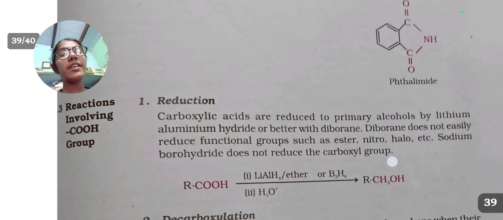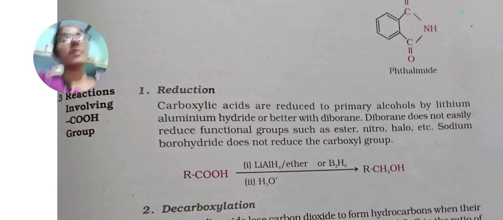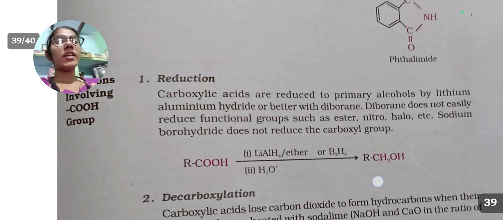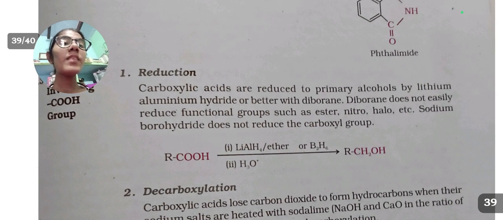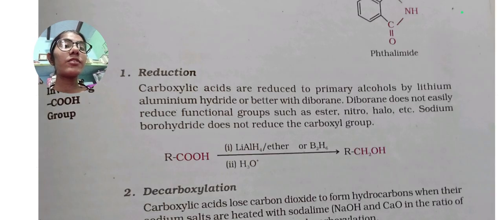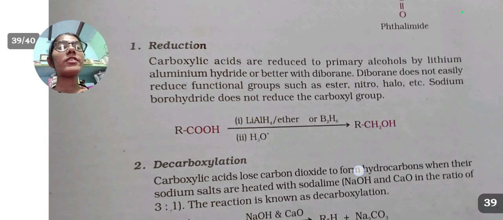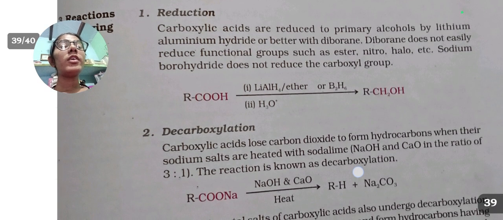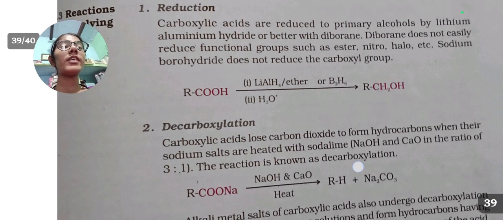Next are the reactions involving the carboxyl group. First is reduction. Carboxylic acids are reduced to primary alcohols by lithium aluminium hydride or better with diborane. Diborane does not easily reduce functional groups such as esters, nitro and halo, and sodium borohydride does not reduce the carboxyl group. RCOOH reacts with LiAlH4 in ether and forms RCH2OH.